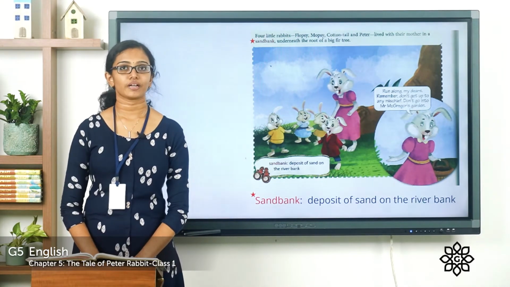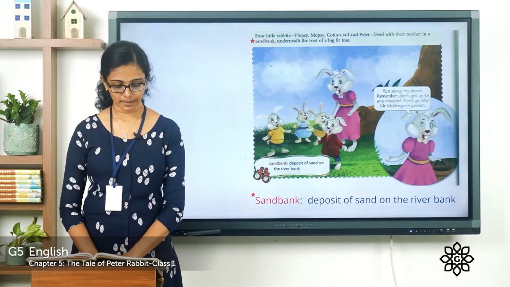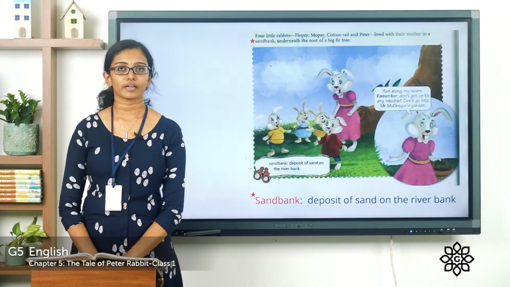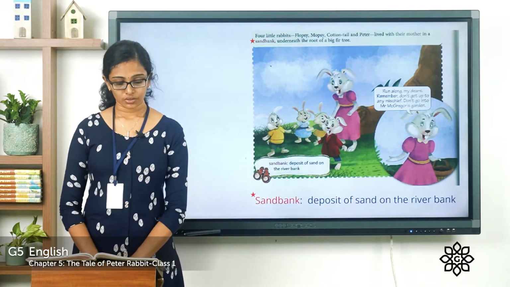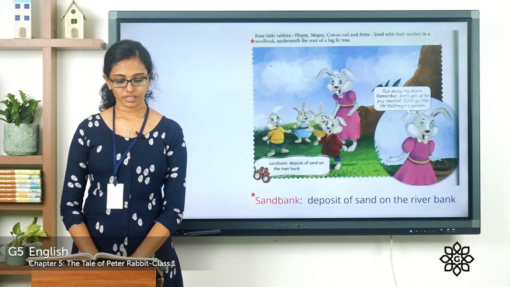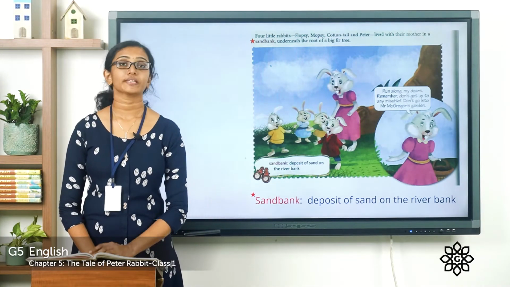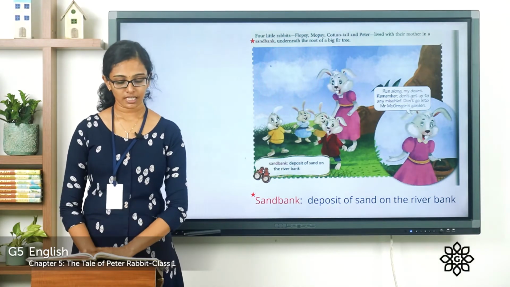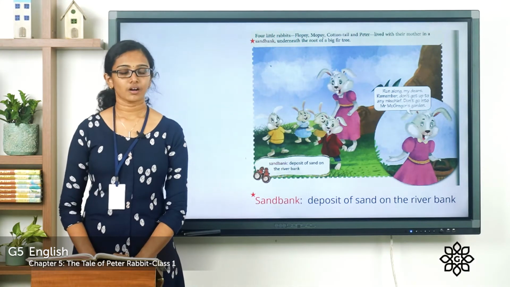So what is a sandbank? A sandbank is a deposit of sand on the river bank. So along the sides of a river, you can see sandbanks. So these 4 little rabbits, Flopsy, Mopsy, Cottontail and Peter, lived with their mother. With whom? With their mother underneath the root of a big fir tree. Now let's see their conversation.